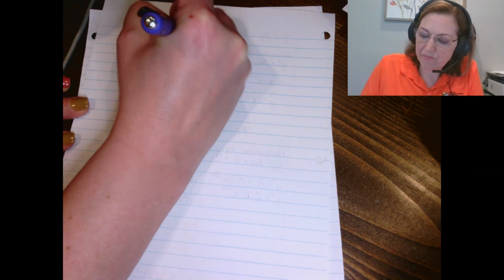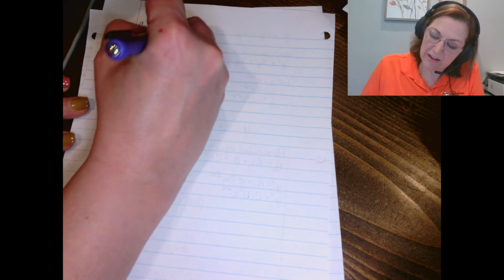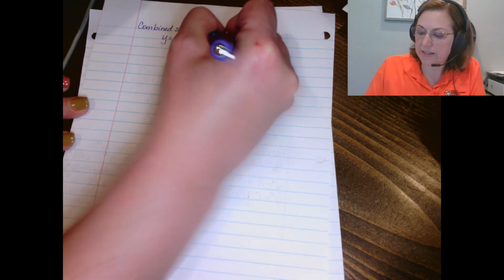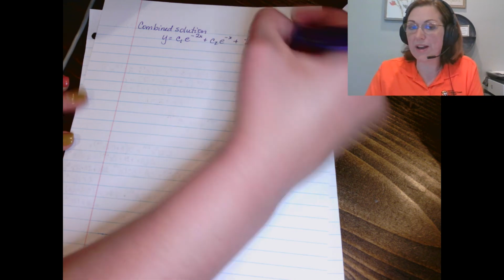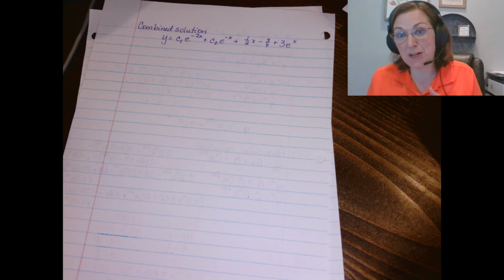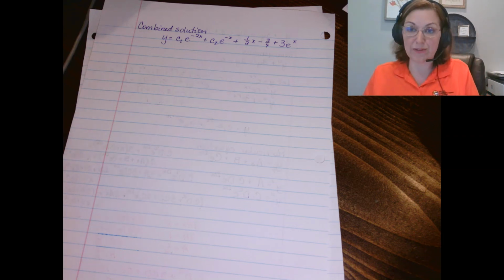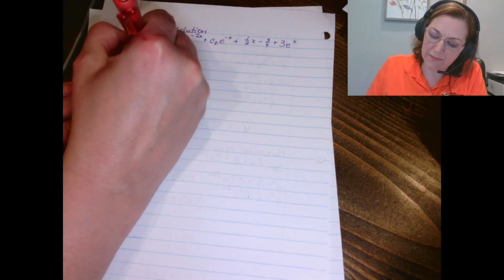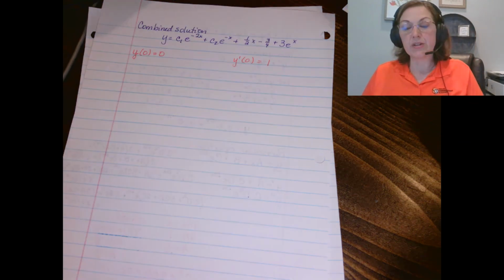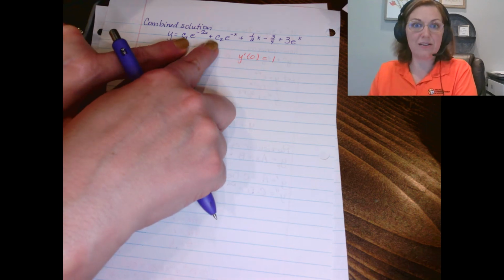So let's add them. Okay, our combined solution is what I'm calling it. The combined solution would be the c1 e to the negative 2x plus c2 e to the negative x, and then plus our particular solution. That was our 1/2 x minus 3/4 plus 3 e to the x. Now, normally I could stop there, except we were given an initial value. So remember, we were also told that y of 0 equals 0, and that y prime of 0 equals 1. So we got to use these to find out what these coefficients are.